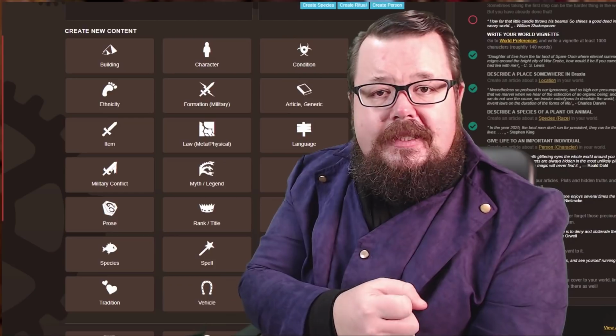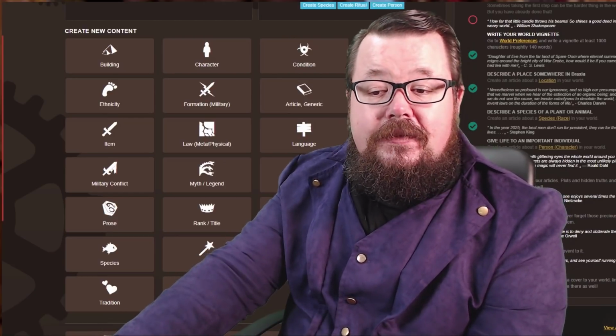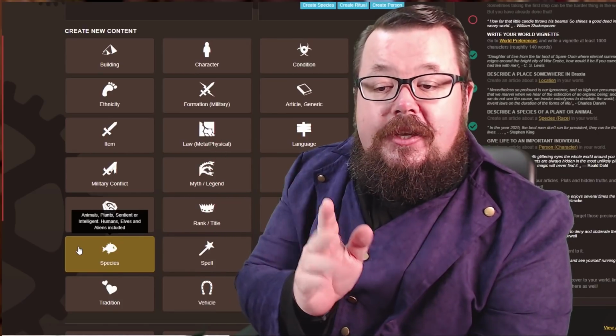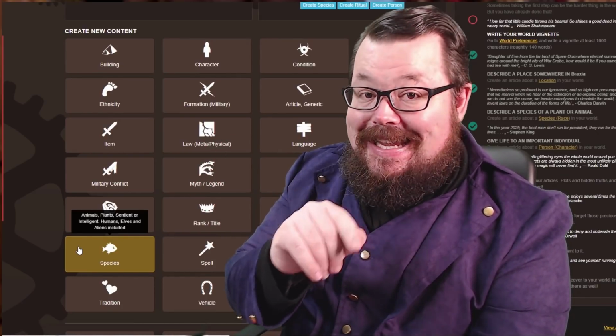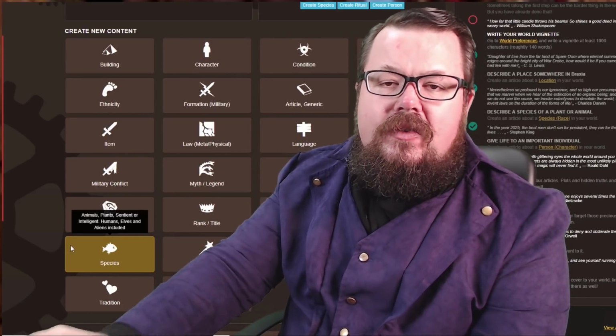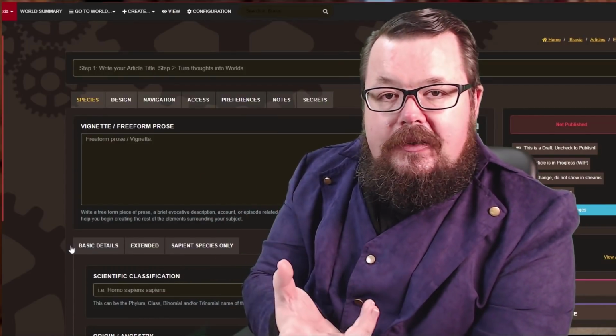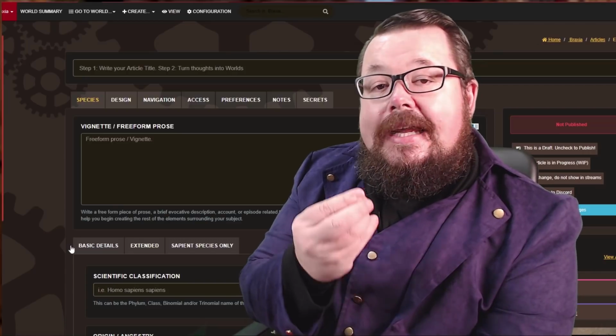We're looking at templates, and of course today we're looking at the template of species. That's animals, plants, sentient or intelligent, humans, elves and aliens included. So species are a wonderful thing to add to your world, whether you're writing a novel or creating a role-playing space. Species are integral to that.